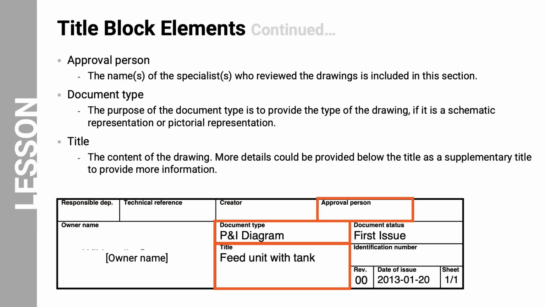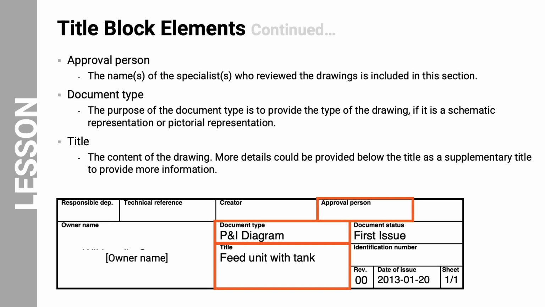Continuing from the previous information, the title block also includes an approval person section. This lists the name of the specialist who reviewed the drawings, and if multiple people were involved in the review and approval process, all their names should be included. This ensures accountability and provides a point of reference for any questions about the approval process.